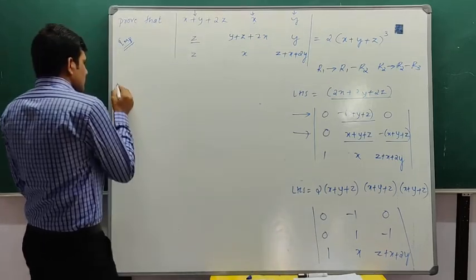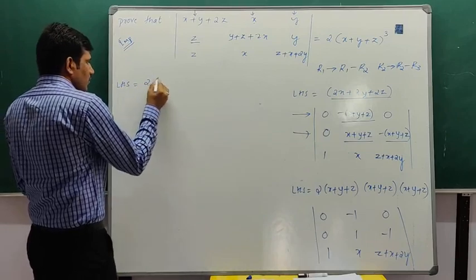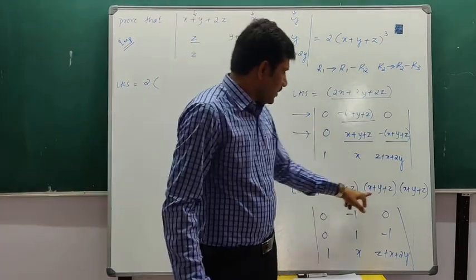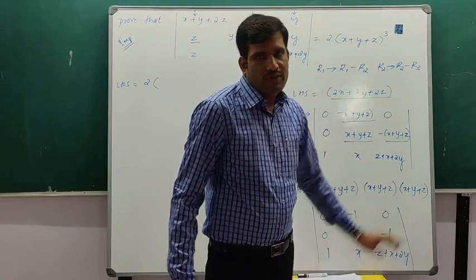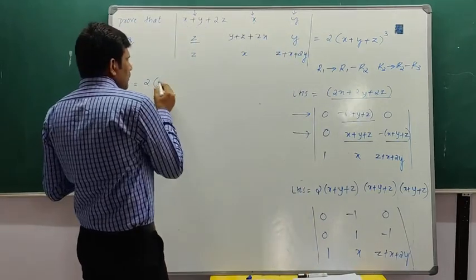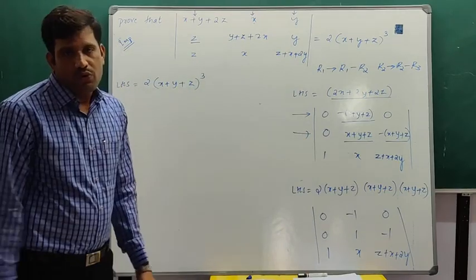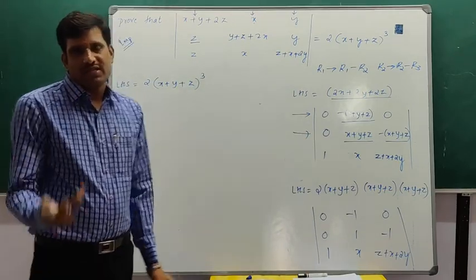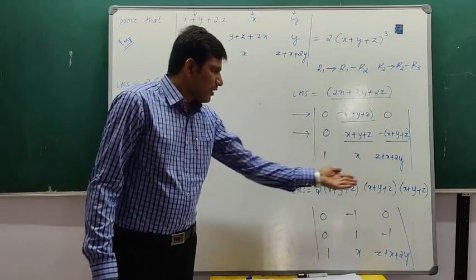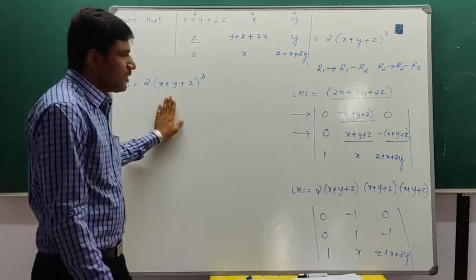So that is LHS is equal to 2 into (x plus y plus z) into (x plus y plus z) into (x plus y plus z), which is x plus y plus z whole cube. So that will be like x into x into x, that is x cube. So x plus y plus z repeated 3 times, that is x plus y plus z whole cube.